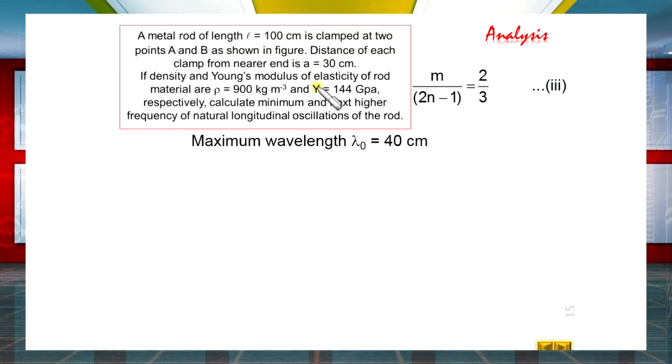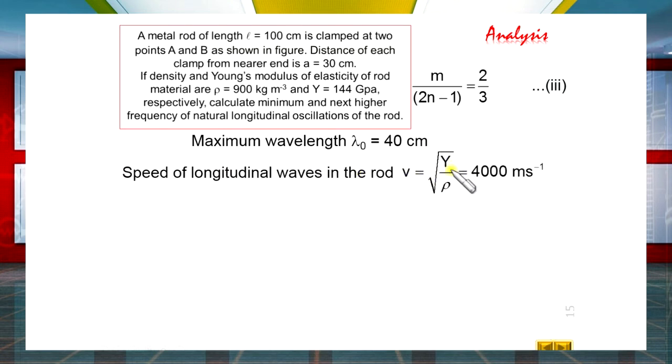Now let us calculate the velocity of the longitudinal wave in the rod. We can use the formula V equal to under root Y divided by rho. So we can substitute the value of Y and rho, and this value will be equal to 4000 meter per second, because Y equal to 144 gigapascal and rho equal to 900 kg per meter cube. So wave velocity is 4000 meter per second, right?